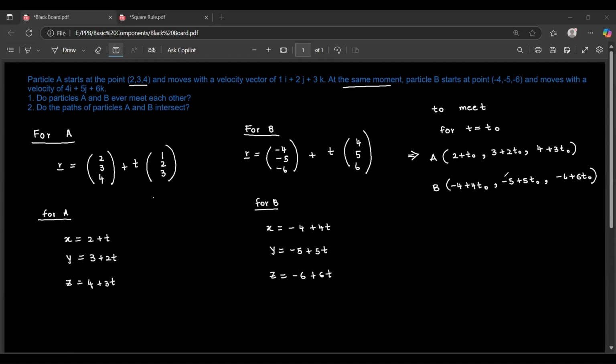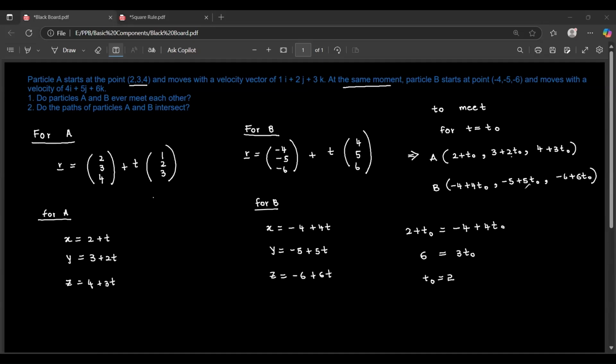If I equate these, 2 + t naught must be equal to -4 + 4t naught, which means 3t naught = 6, so t naught = 2. So if they are meeting each other, the time should be equal to 2. Let's verify this. If all the t naughts reduce to the value 2, then they are meeting each other. We can confirm that.